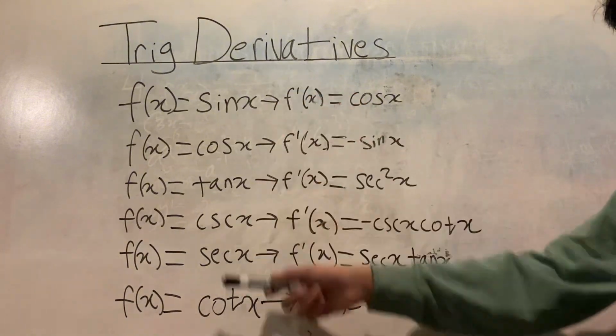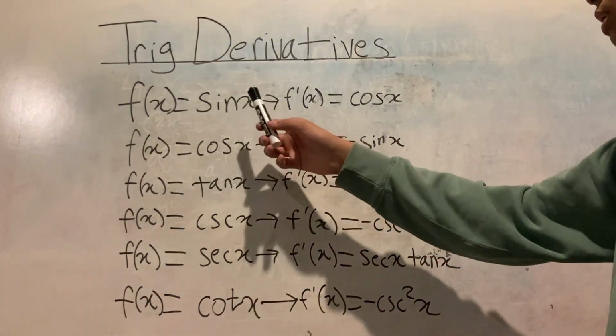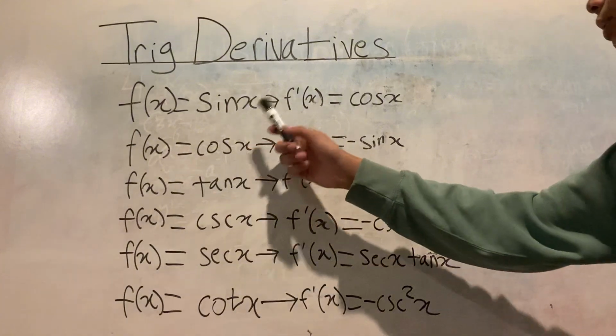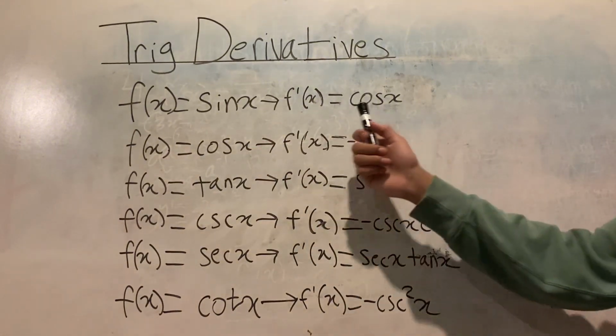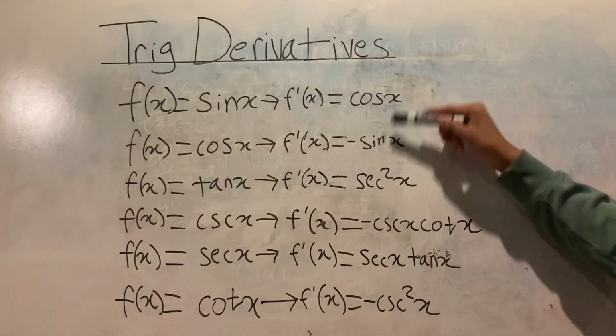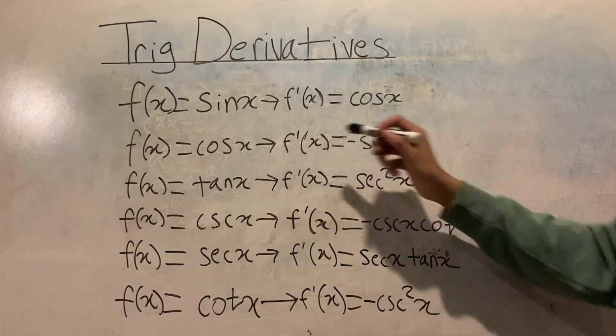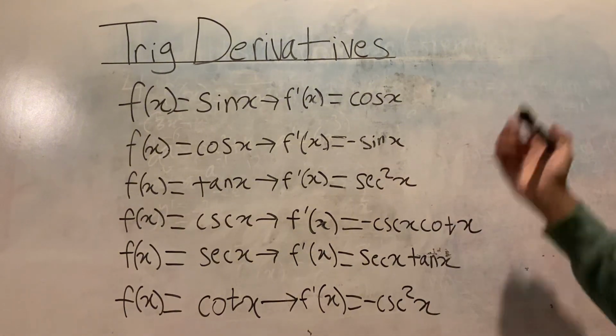So here are the 6 trig functions, and here are the 6 derivatives for those trig functions. So this is f of x equals sine x, and the derivative of that is cosine x. And the derivative of cosine x is negative sine x. So with these two functions, these can be differentiated infinitely, because this will just go into a loop of 4.